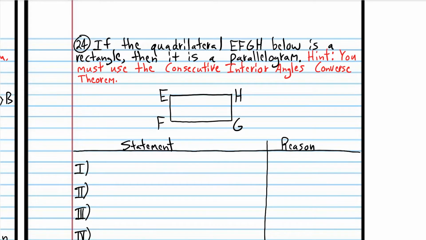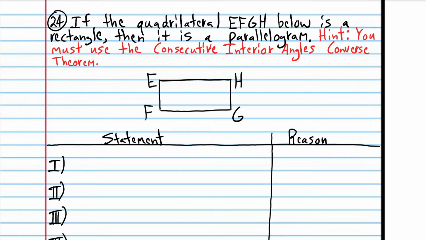All right, number 24. If the quadrilateral EFGH below is a rectangle, then it is a parallelogram. So go ahead and try this problem, and when you come back, we'll do it together. All right, we're back. So we're going to show that this rectangle is a parallelogram. And remember, a parallelogram is a quadrilateral with 2 pairs of parallel sides. So we have to show that this side is parallel to this side, and this side is parallel to this side. That's going to prove that it's a parallelogram.